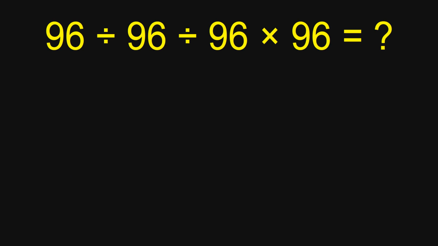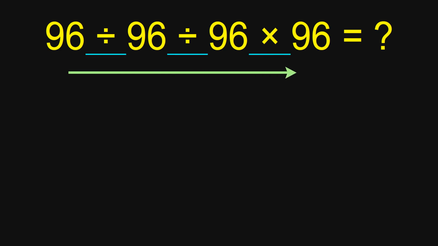In this problem we have 96 divided by 96 divided by 96 times 96. According to the order of operations, we have to work from left to right. So first we have to do this division, then this division, and finally this multiplication. If you do this multiplication before this division, it's wrong.